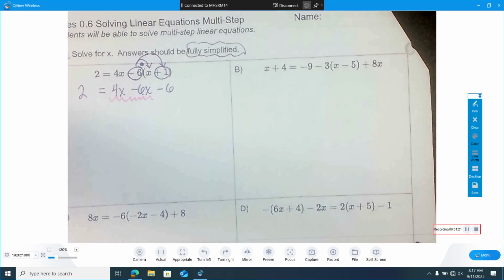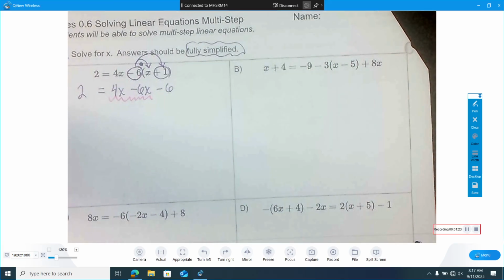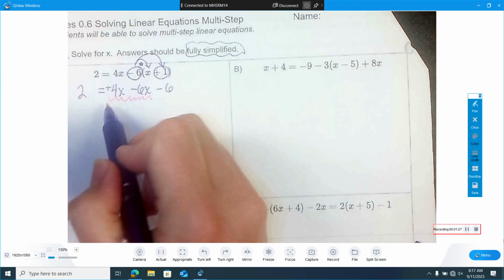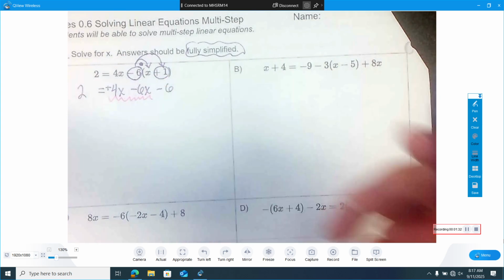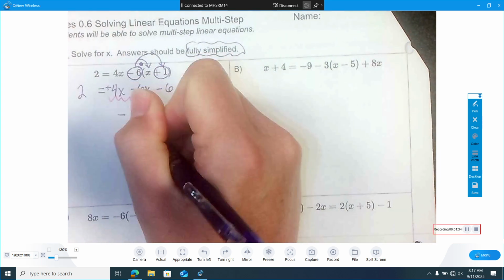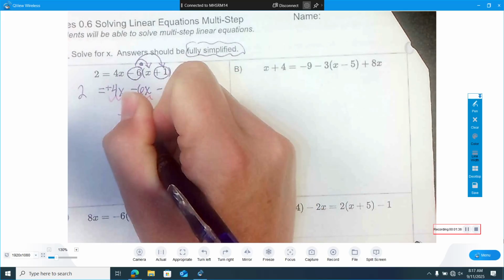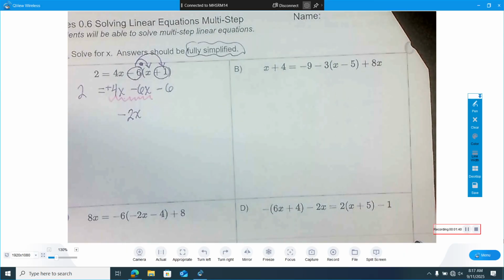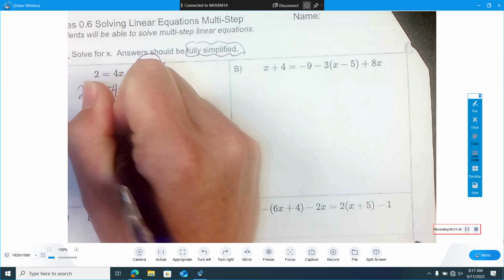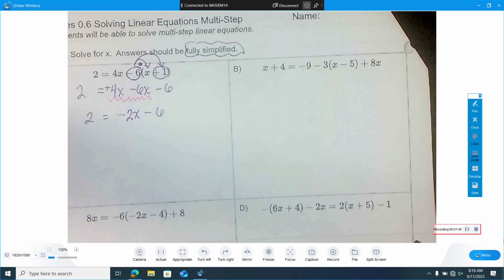These are on the same side, so we don't do anything opposite, we just do what it says. We've got +4x's and -6x's, who wins? Negative. The negatives win by? 4. Ooh, 2. 2 x's with a negative there. And I'm going to bring down my -6 is equal to 2. Now what?